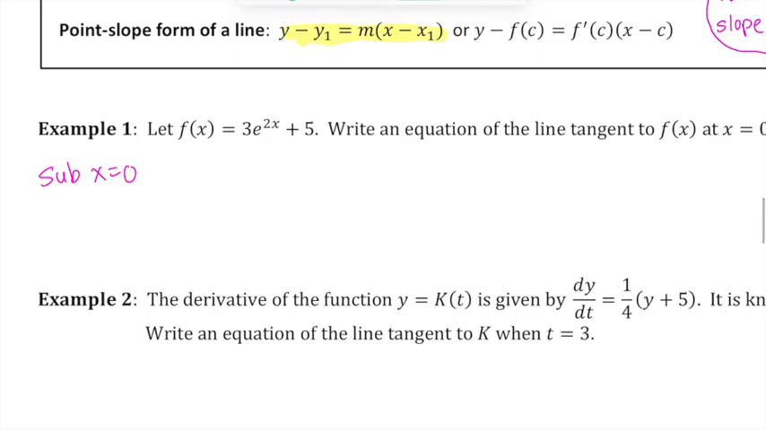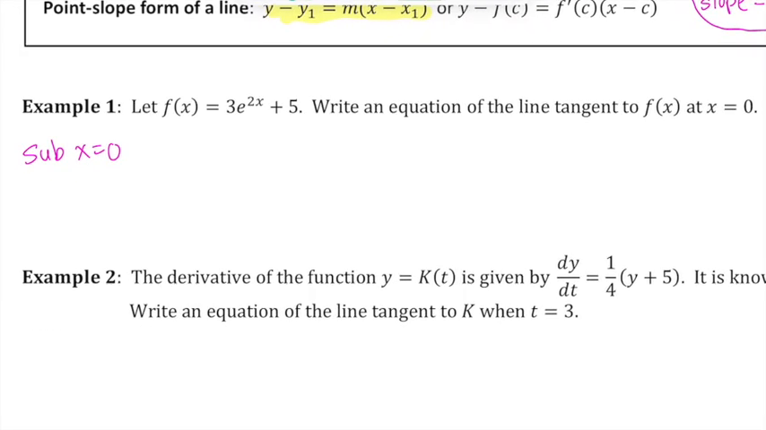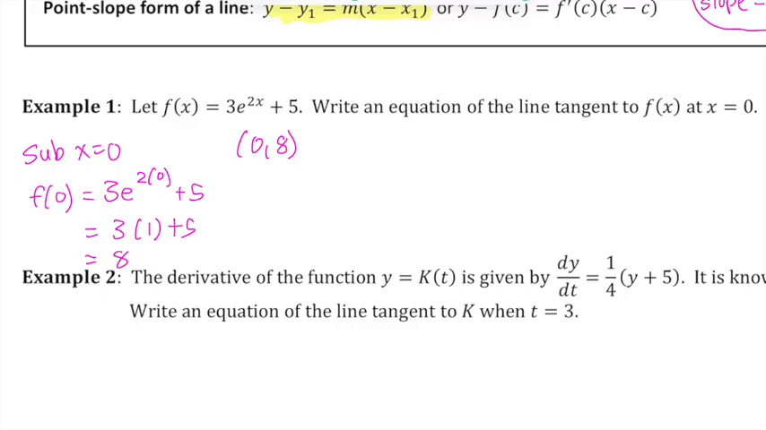Okay, so first, let's practice writing the tangent line. We have a function right there. The first thing is to find the point. It tells us that x equals 0, so we substitute 0 into our function to find the y component. If we evaluate this, e to the 0 is 1, and then it's times 3 plus 5, which gives us 8. So the point we're going to use is (0, 8). Now we just need to find the slope.